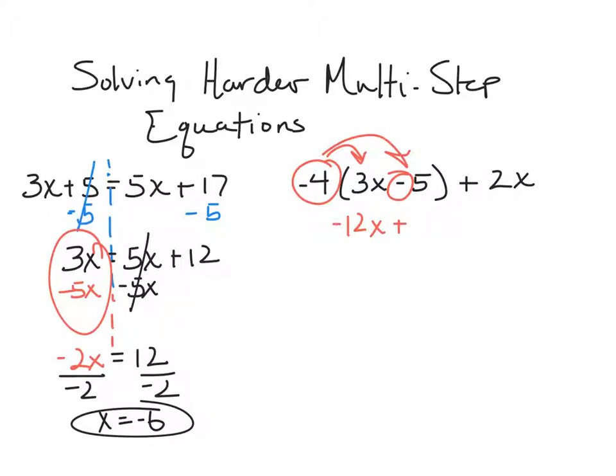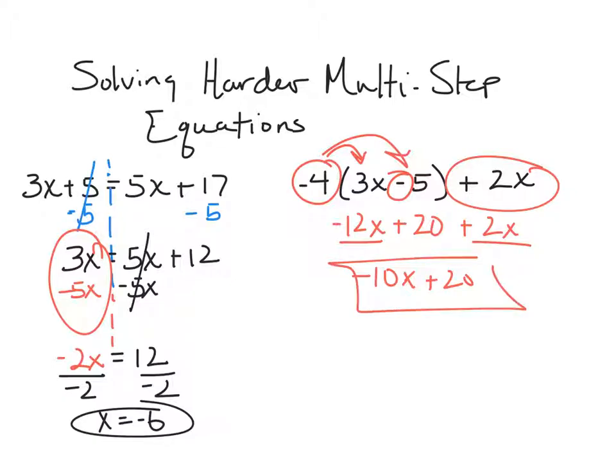So now I'm doing 4 times 5, which is 20. And then on the end, I bring this down, which is plus 2x. So now it's just a matter of combining like terms. I have a negative 12x and a positive 2x. That makes negative 10x. What I'm left with is my positive 20. So there's your quick review.